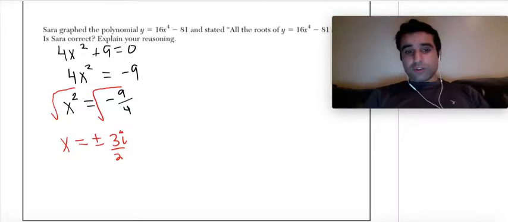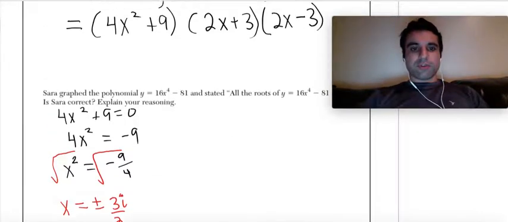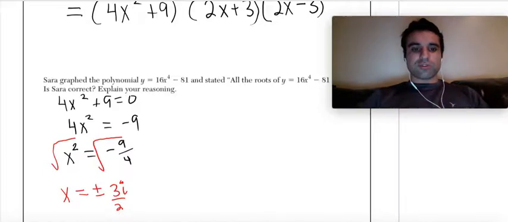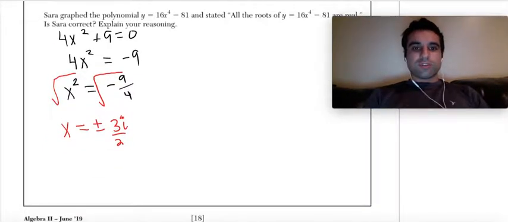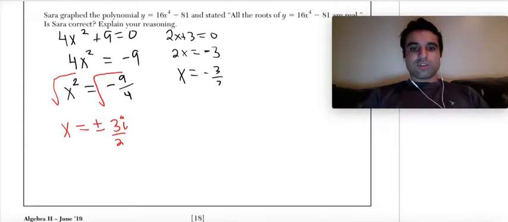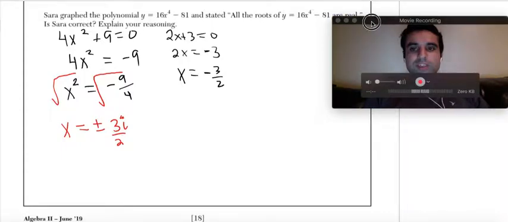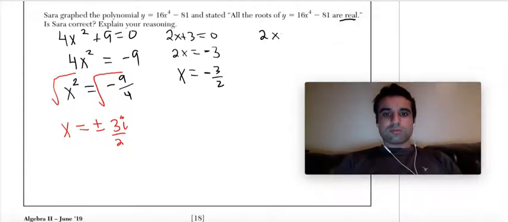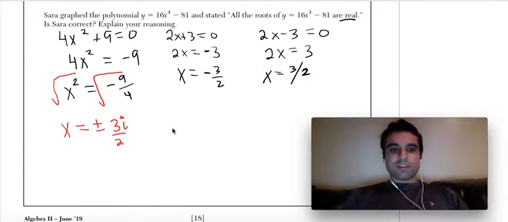So if we were to solve for the other two roots, we would get real numbers, right? If we solve for the other two roots, 2x plus 3 equals 0 and 2x minus 3 equals 0. So 2x plus 3 equals 0, 2x equals negative 3, x equals negative 3 over 2. And if I repeat with 2x minus 3 equals 0, 2x equals 3, x equals positive 3 over 2. I'm just going to use the slash mark because I was in the way. So, is she correct? No.